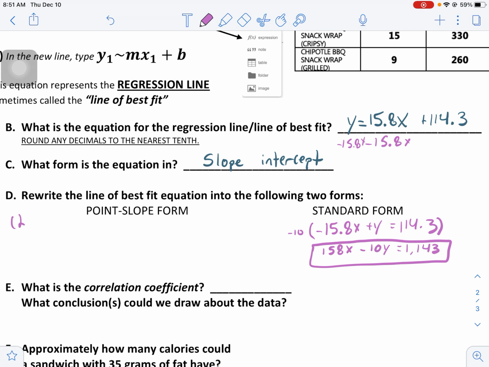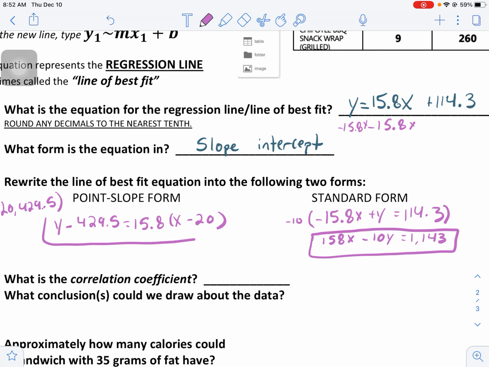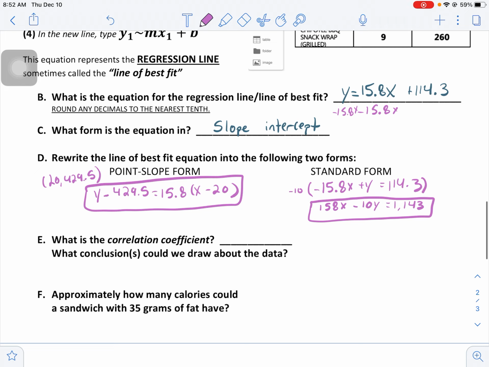So the point that we're going to use is 20, 429.5. So then we need to write y minus the y1, which is 429.5. Don't need parentheses there, is equal to the slope, so 15.8, times x minus 20, because that's the point that we used. And then there we go, that's point slope form. So you just need to follow the line until you get a point that you like, and then you can just write that in.